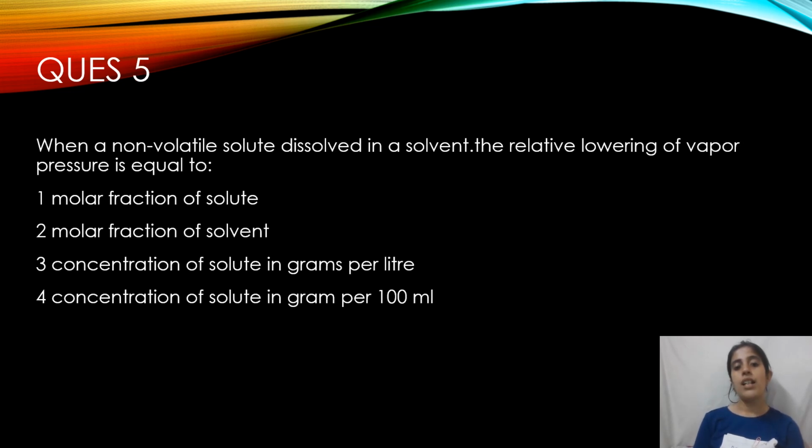Next is, when a non-volatile solute dissolves in a solvent, the relative lowering of the vapor pressure is equal to the mole fraction of solute. This one is like P equals P naught chi 2. P is the partial pressure of the solvent and P naught is that of the pure solvent in the ideal solution, and chi 2 is the mole fraction of the solute. So the answer would be the first, the mole fraction of solute.